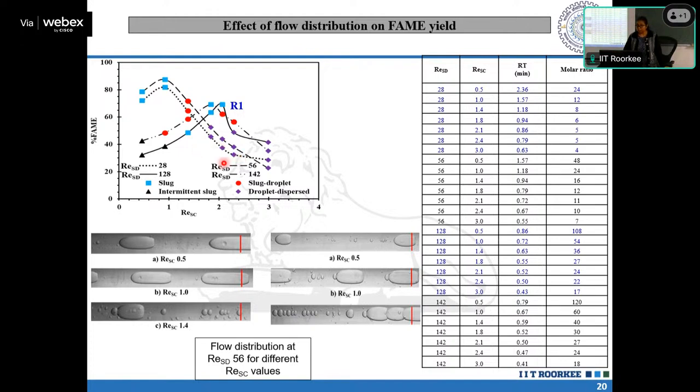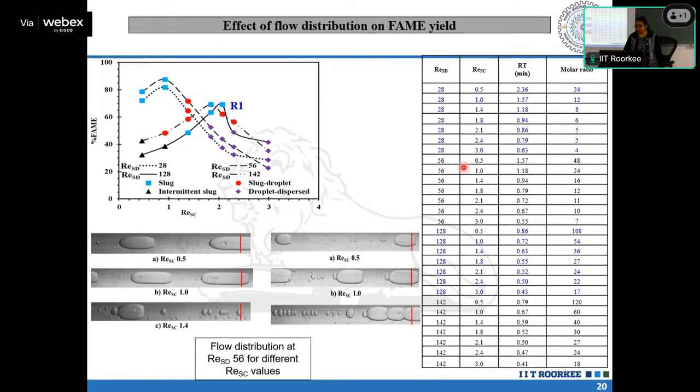For a given dispersed phase Reynolds number, the yield first increases, attains a maximum, then decreases. This is true for all cases, but you could see the maximum of yield is happening closer to a continuous phase Reynolds number of 1. Okay, so let us first check why this happened.